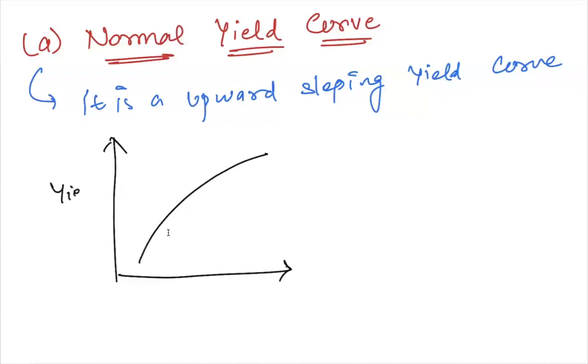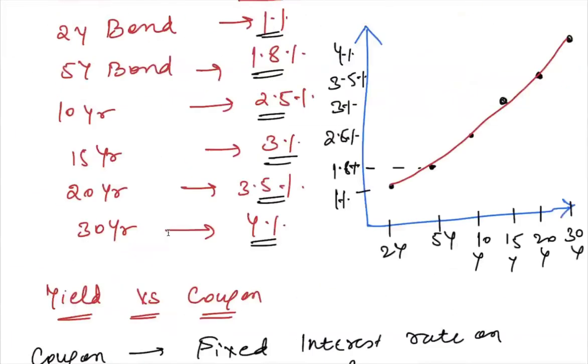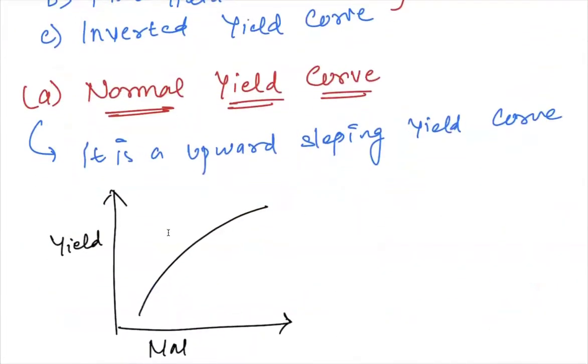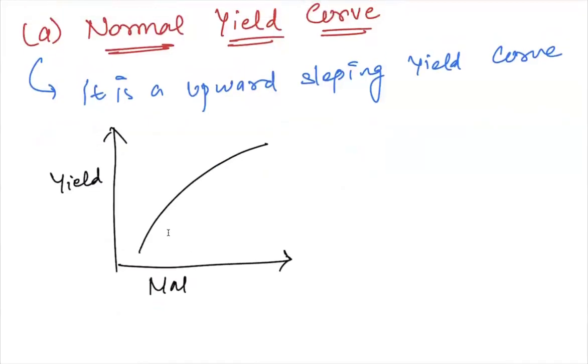You have yield here and you have your maturity here. One more small correction, it will be like this. This will be the shape. This is what a normal yield curve looks like. It will always be an upward sloping yield curve. So what does it mean by an upward sloping yield curve?